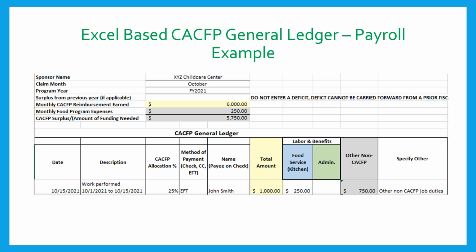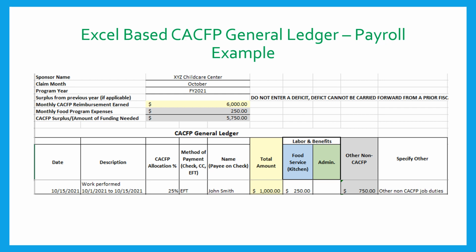The only time that it is permissible for the allocation percentage to differ is if you are using time and effort and the allocation percentage ties back to the time and effort and it's not materially different from what was budgeted. In our example, we're completing the ledger for the month of October. Payroll should reflect employee work performed in the month of October regardless of when it was paid. For example, some work performed in September may not be paid until October.